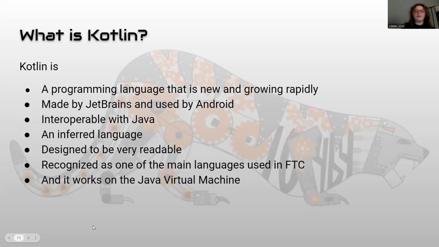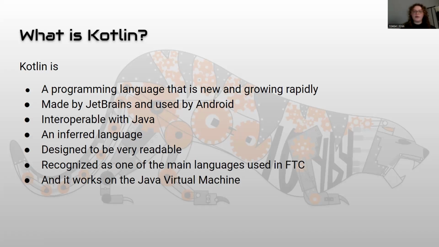So what is Kotlin? Kotlin is a programming language that's new and it's growing rapidly. It's made by JetBrains and it's used by Android. It's interoperable with Java, meaning that Java code will still work with Kotlin code. It's an inferred language, which means that it automatically assigns types to variables without you having to specify while you're writing your code. It's also designed to be very readable, which makes it easier to figure out what code does just by looking at it, especially if you're working in a team and you have to look at somebody else's code.